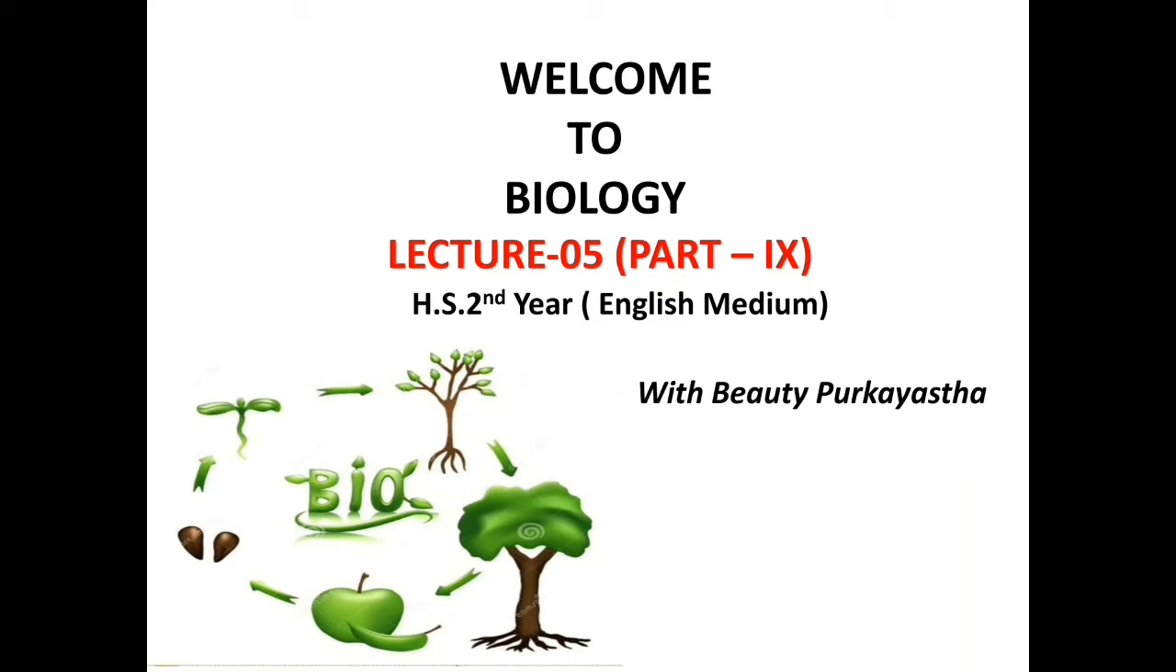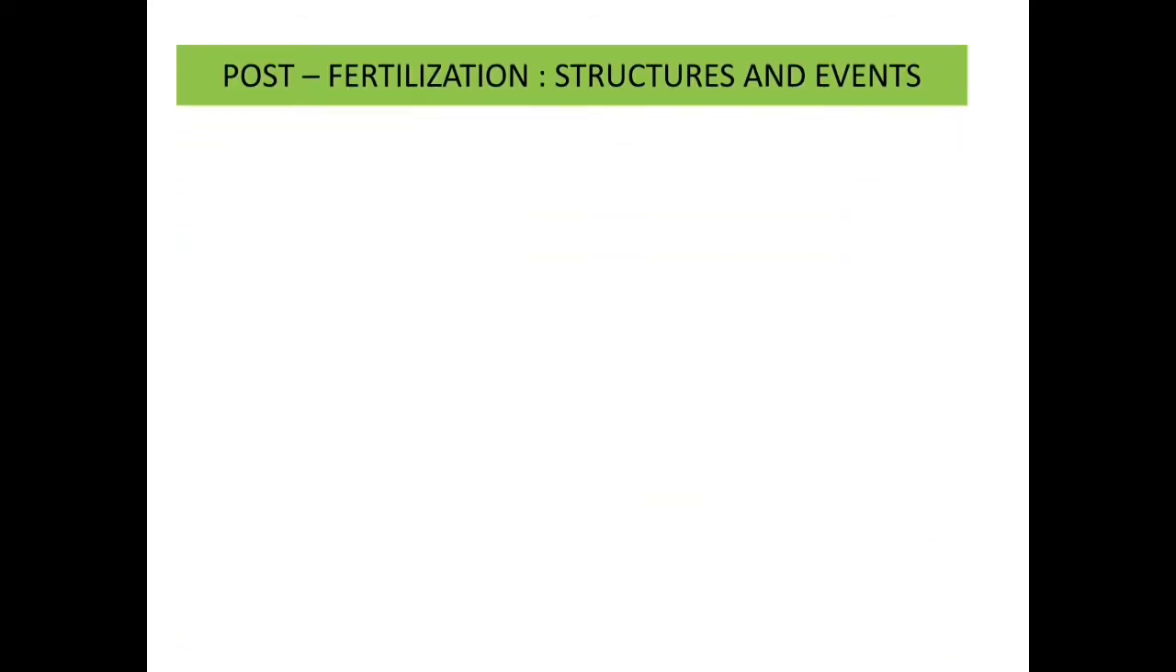So in pre-fertilization events, we have learned how male reproductive and female reproductive parts are developed, matured, and form male as well as female gametes. Then during the fertilization process, we came to know about how fusion occurs, and as a result, the primary endosperm nucleus and zygote are developed. Today, let us learn about post-fertilization events, different structures and events.